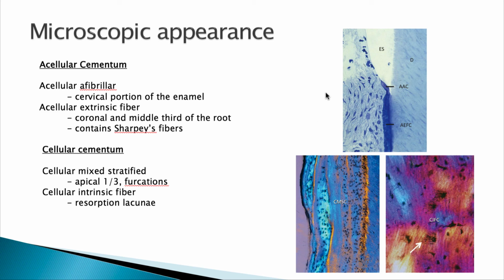In our photomicrograph on the right, you can see we have a dentin surface, the enamel surface, and then a periodontal ligament. AAC corresponds to the acellular afibrillar cementum, and you can see it's right at that enamel junction. AEFC is the acellular extrinsic fiber cementum that is found in the cervical and middle third of the root.